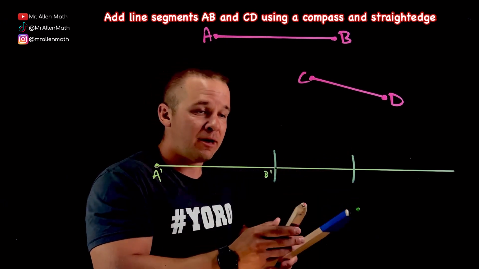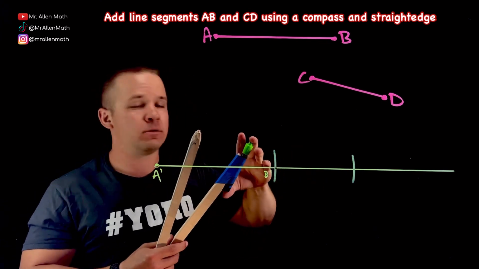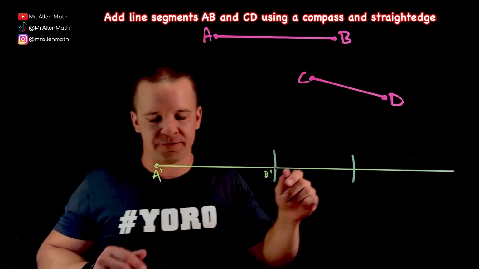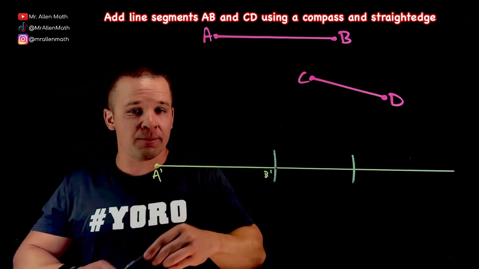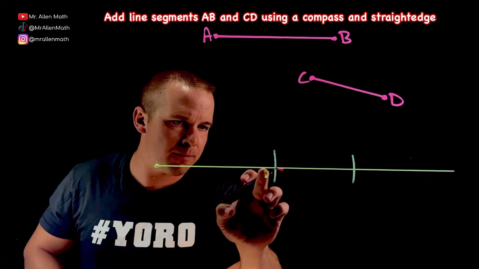Boom. Now, let me cap this back up. Don't want it to dry out. Probably already said that. That's fine. This point right here, I'm going to label something totally different now. I'm going to take off this A prime and this B prime.